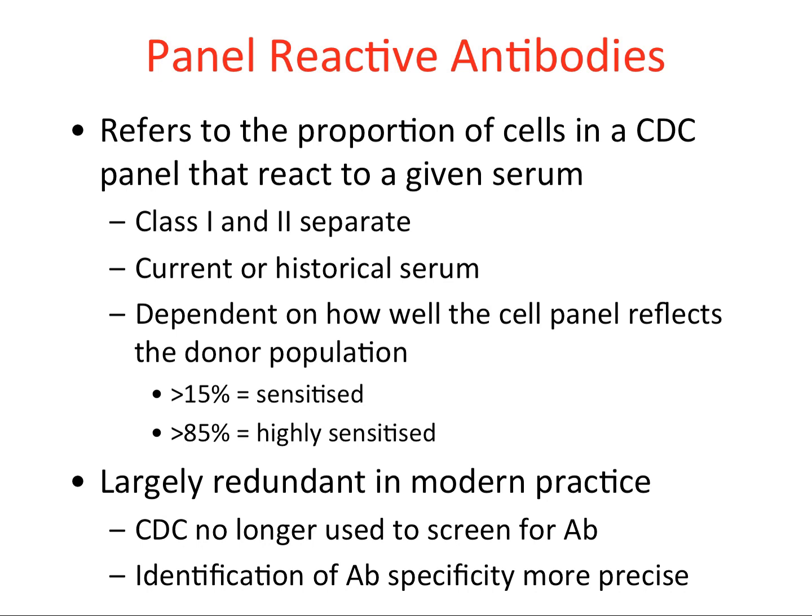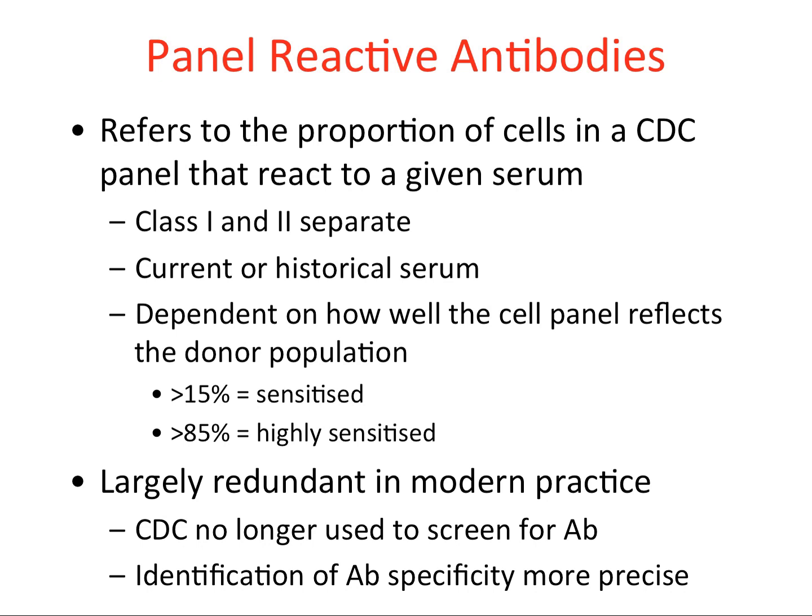Now, I mentioned panel reactivity, and the fact that it refers to the proportion of cells in a CDC panel that react to a given serum. Now, the concept of a single PRA result is flawed because you will have a separate PRA for your class 1 panel and your class 2 panel, and you can describe the PRA for both the current or the historical serum. And as I've mentioned, you need to ensure that your panel reflects the donor population.